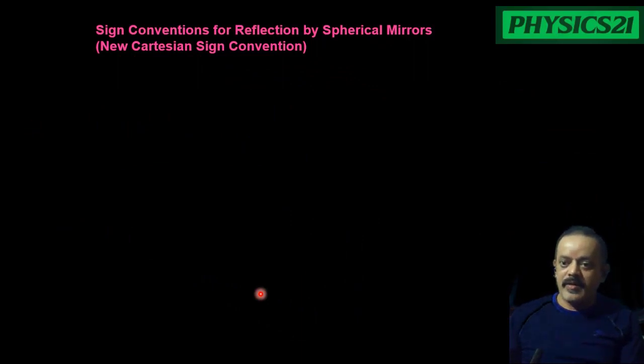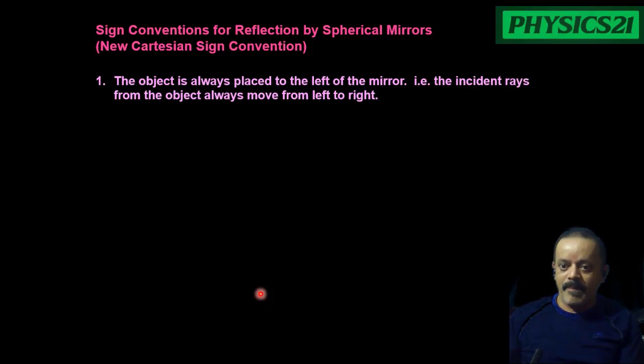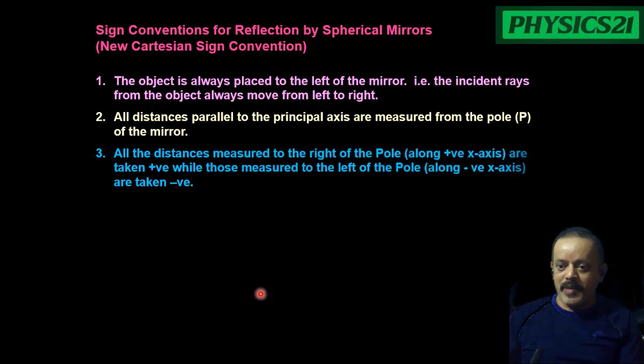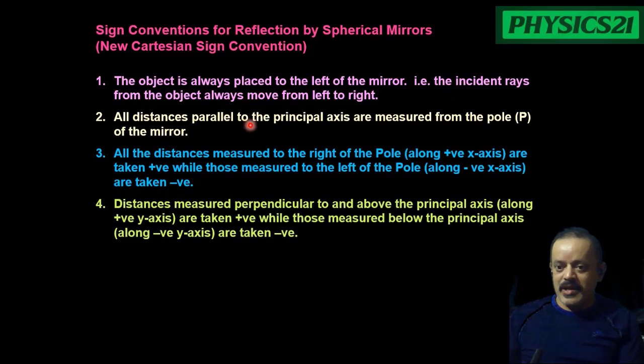Sign convention in mirrors. According to the sign convention, the object is always placed towards the left of the mirror, and the pole of the mirror is considered as the origin. All the distances are measured from the pole of the mirror. Distances measured to the right of the pole, along the positive x-axis, are taken as positive, while those measured to the left of the pole, along the negative x-axis, are taken as negative.